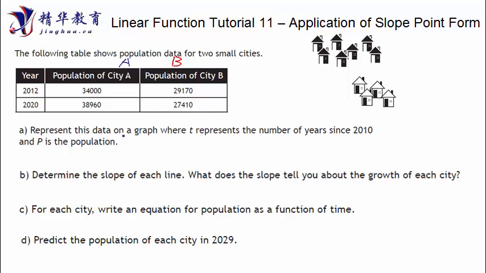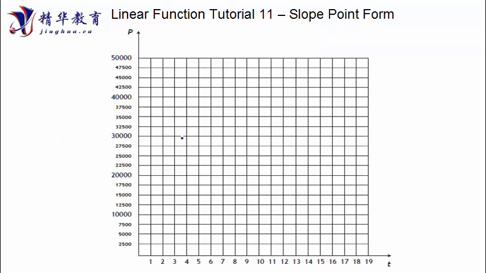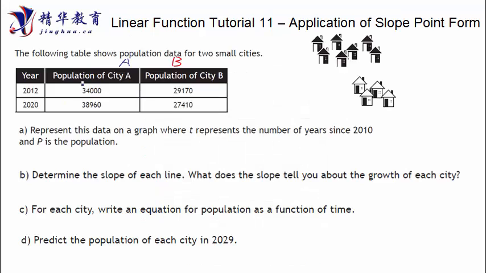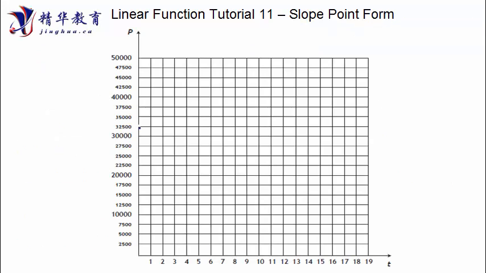First question, they ask us to represent this data on a graph. Here is a graph, and we're going to do city A first. Represent this data on the graph where T represents the number of years since 2010, and P is the population. In this graph, since 2010, 2012 will be 2 years after 2010, right?